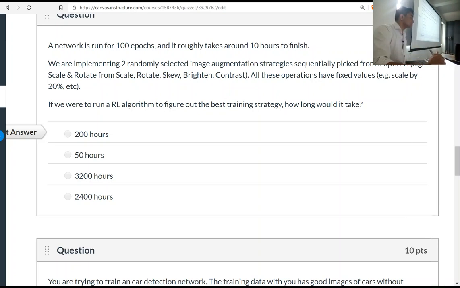Okay, but it's mentioned here. We are implementing two randomly selected image augmentation strategies sequentially picked from the set. That's the first line.